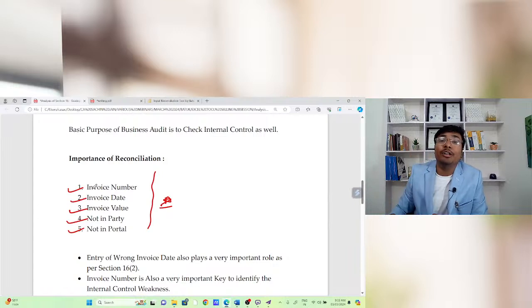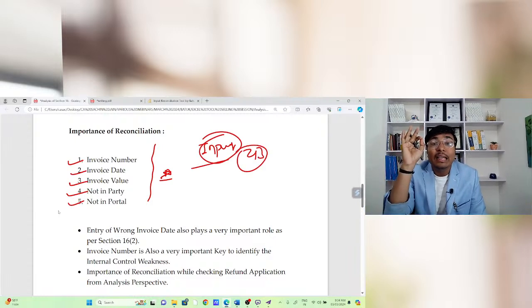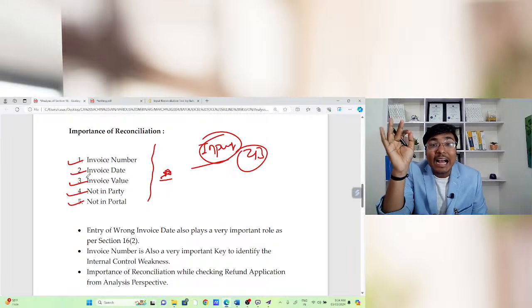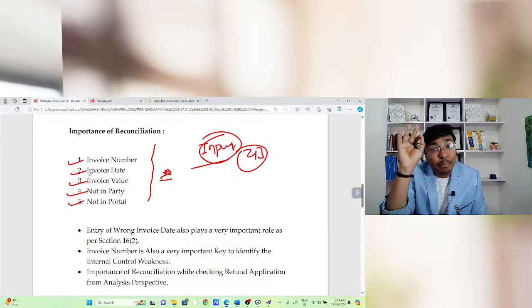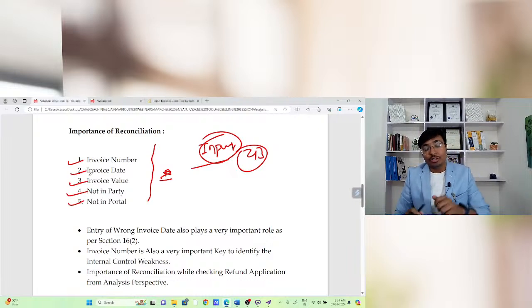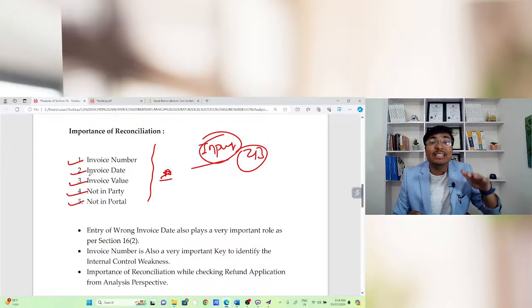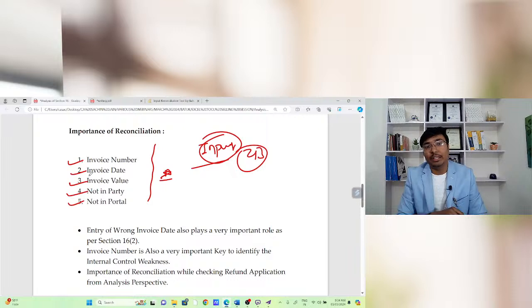And one more important thing I just want to share, that when you check the reconciliation of this input tax credit, or when you analyze the GSTR 2B, you can easily identify the complete internal control, and the fake invoicing as well. If there are certain paper transactions, you can also check those paper transactions, because the focus of the government is to reduce paper invoicing, reduce fake transactions, and check the internal control of that particular entity.